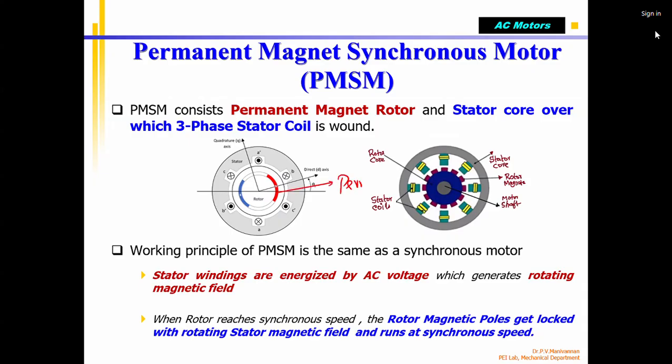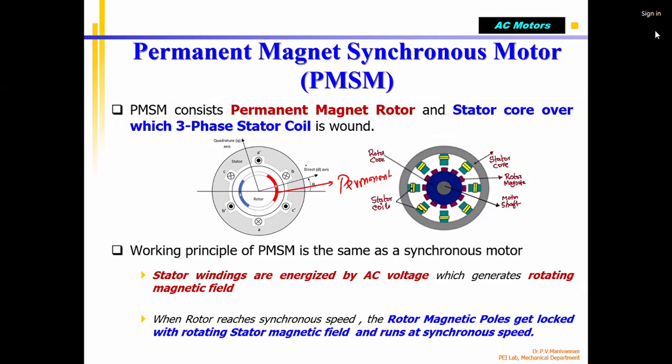This is a permanent magnet. It is not an electromagnet. That means there is no need to supply voltage to the rotor. This is what differentiates the permanent magnet synchronous motor from the regular synchronous motor. In a regular synchronous motor, you have to give two voltages: the field coil, that is the rotor coil, with a DC voltage, and the stator coil with three-phase voltage.